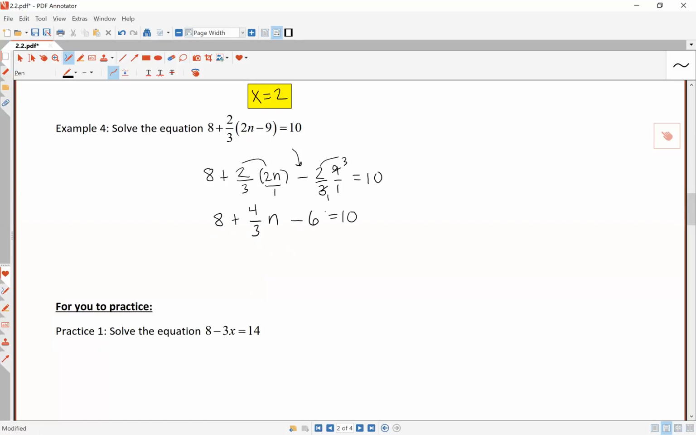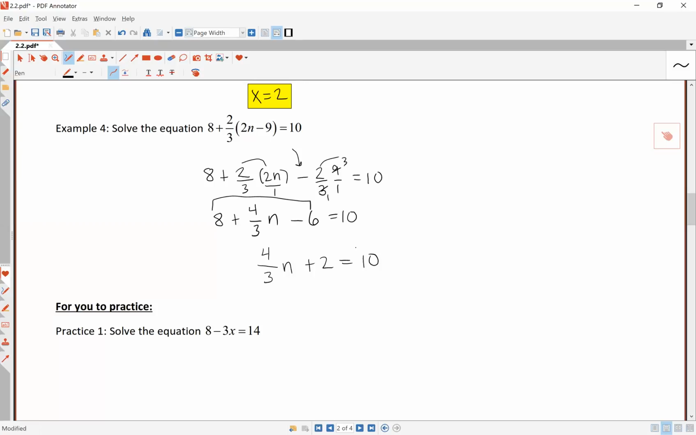Now we have to simplify on the left side. 8 plus 4/3 n minus 6. The 8 is like the negative 6. Those are the like terms. 8 minus 6 is positive 2, giving us 4/3 n plus 2 equals 10.